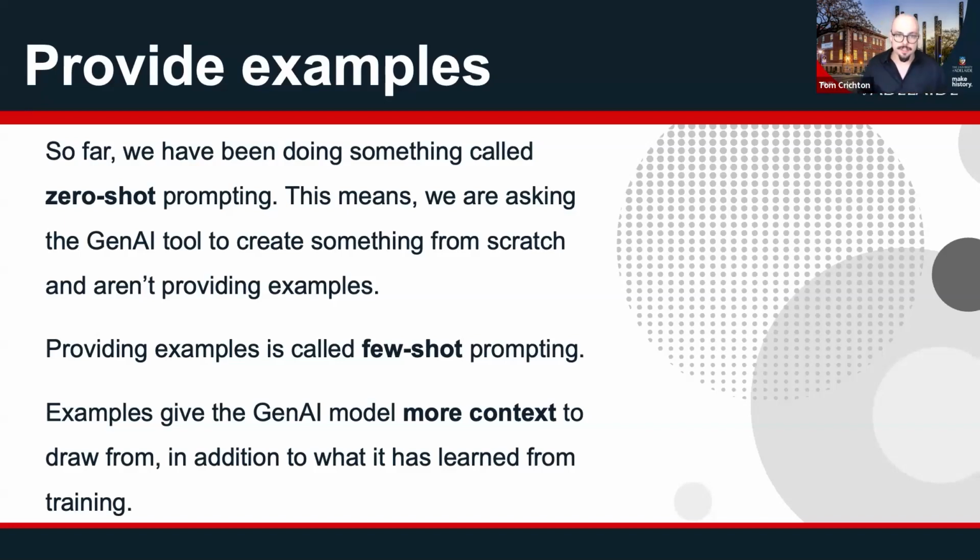Similarly, any documents that you add to a tool that lets you upload documents also provides additional context for it to draw from. And some tools can even search the internet. So Microsoft Copilot, for example, or the paid version of ChatGPT searches Bing, Microsoft's search engine, and pulls in what it finds there as additional context or as examples. So that can also help.